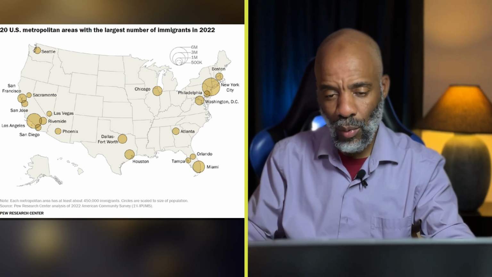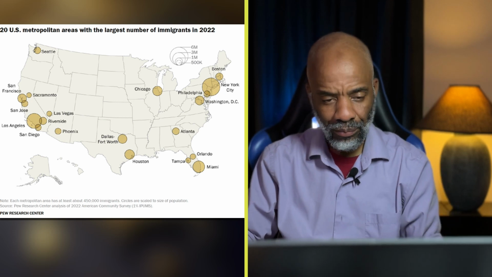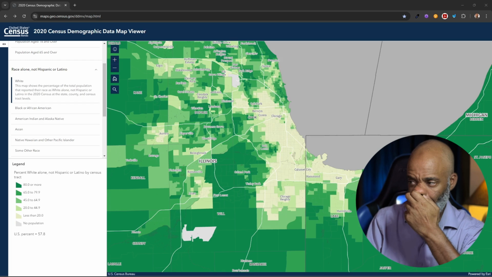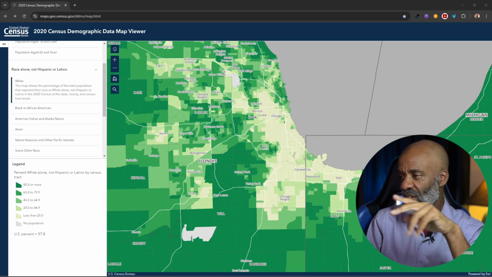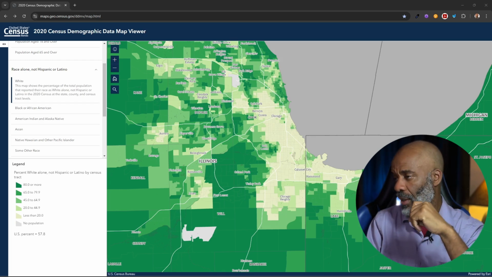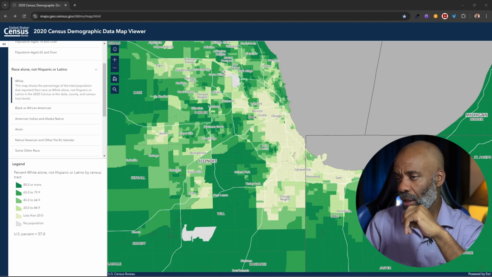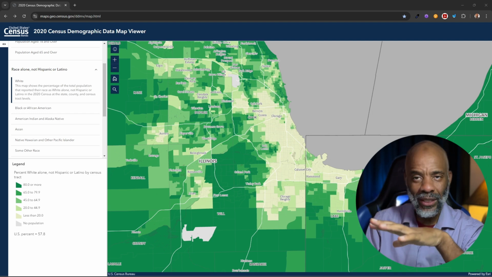Now, why is that important? Well, I'll show you why. We're going to look at this data map here. Okay, this is a very important map. Now, here is Illinois, the state of Illinois, right? And as you can see here, I've broken it down by race, right? It doesn't include Hispanic or Latino. We're looking at Black and white.